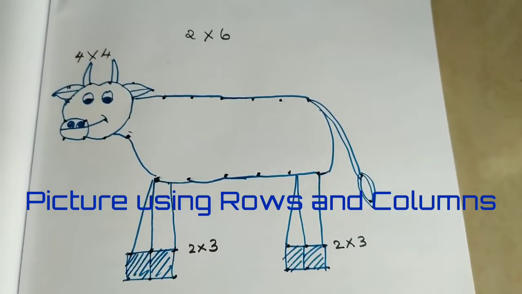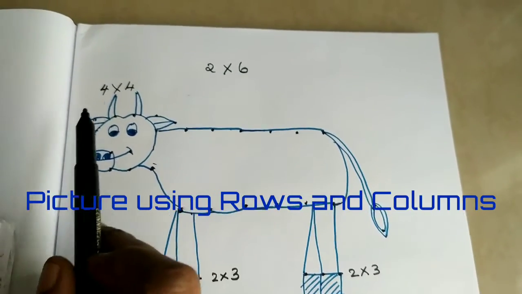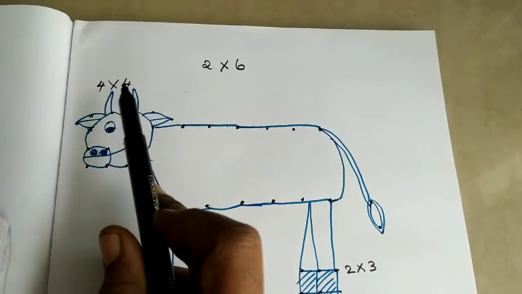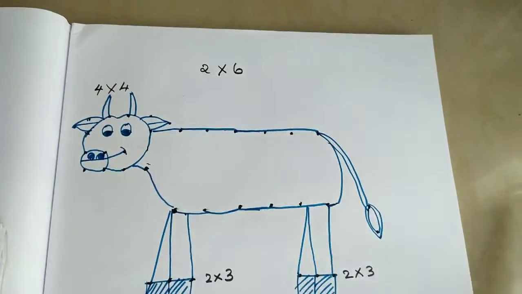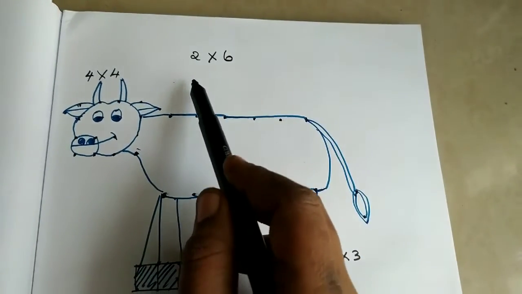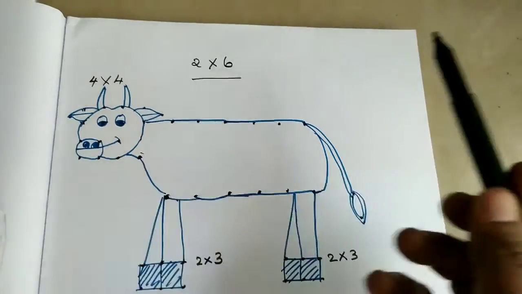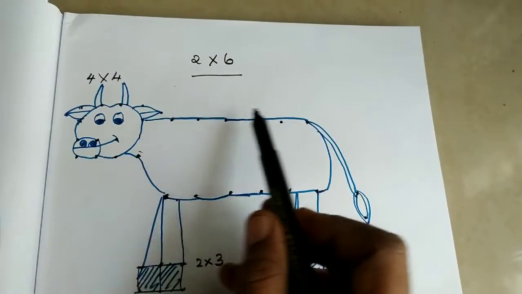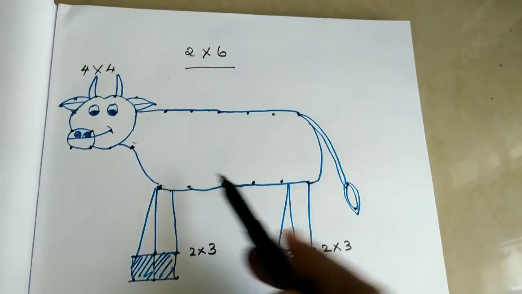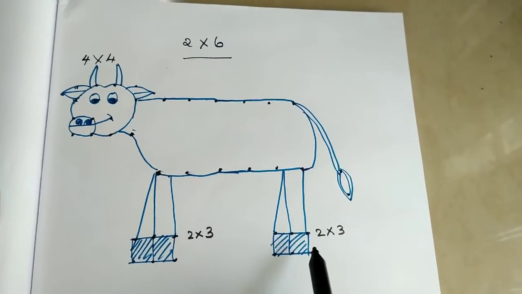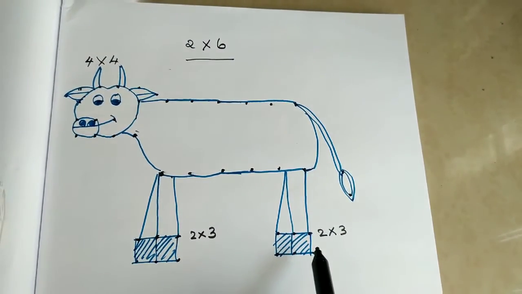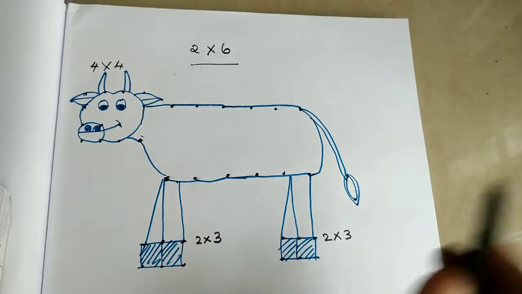Welcome all. In the previous video, we saw the basic concept of rows and columns. Now here we will see how to draw a picture using rows and columns. Here you can see a 4 cross 4, a 2 cross 6, and a 2 cross 3 rows and columns. We'll see how to draw a cow using these rows and columns concepts. Let's start.